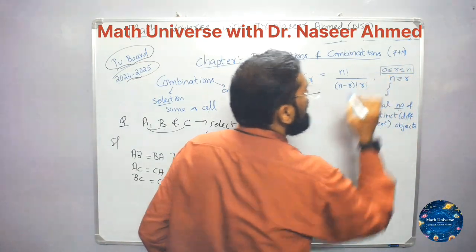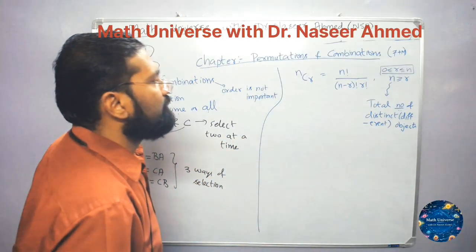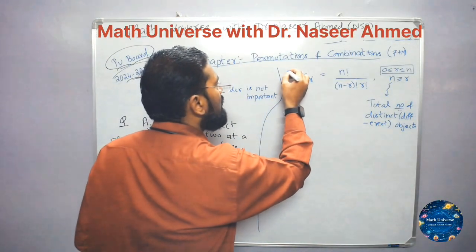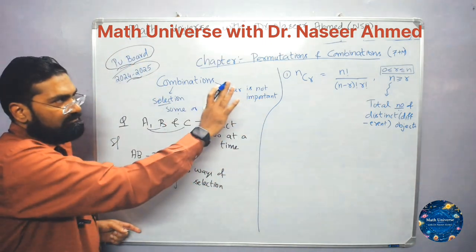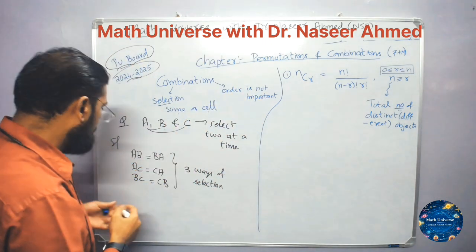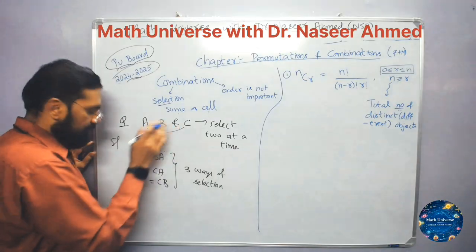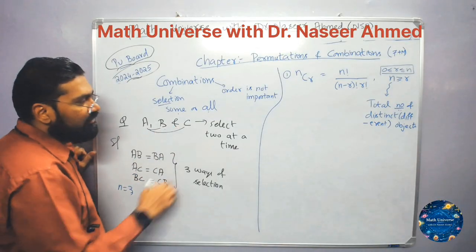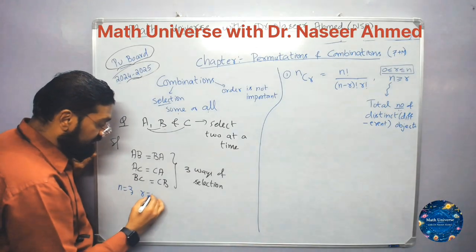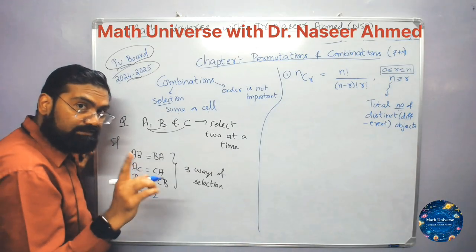So always r should be lying between 0 to n. Now from here, some important deductions. First, can we get this result by using this formula? Let's try. Here total objects are how many? 3. So n is equal to 3. How many objects do I want to select? 2. So r is equal to 2. See, I use the word here: I said select, not arrange.